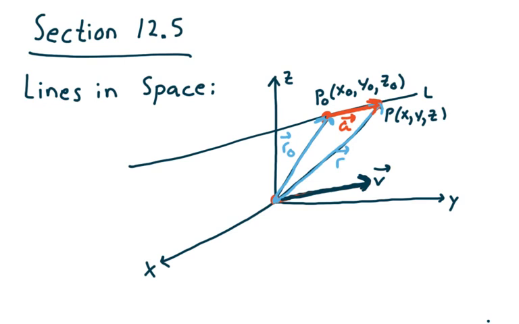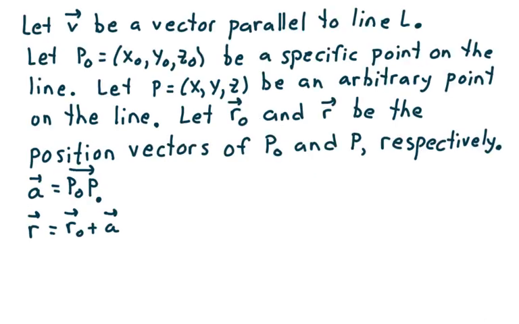Now, if you notice, if I take the position vector R, that's equal to R naught plus A. So that's just the triangle rule for adding vectors. And that's what I wrote down here.